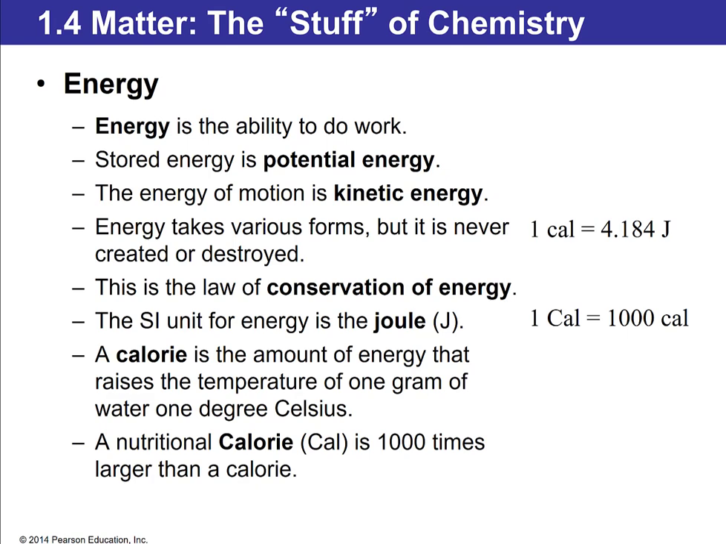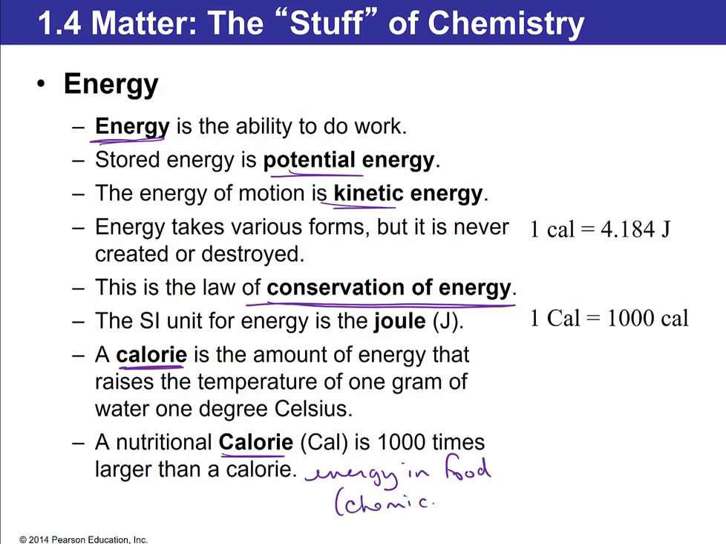So we've talked about energy. Just as a reminder, it's the ability to do work. If it's stored, it's potential. If it's active, it's kinetic. That energy changes forms. That's what the law of conservation of matter says. We will talk a little more about calories and nutritional calories. Remember that that is energy in chemical molecules, the energy that's contained in food, and it's really chemical bonds. We'll spend quite a bit of time in chapters 3 and 4 covering that.